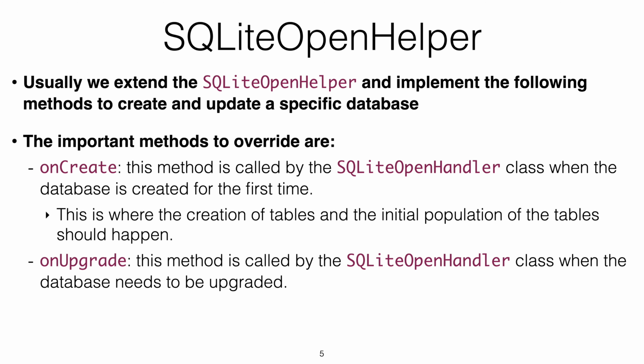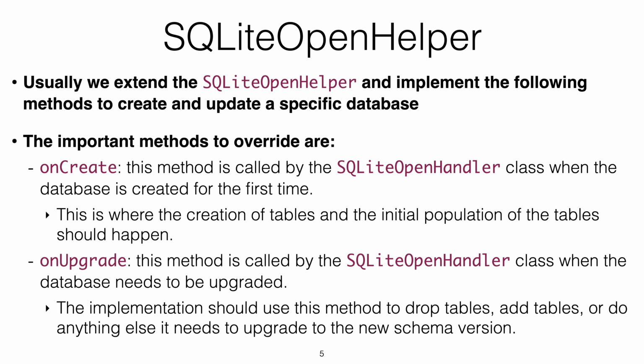The onUpgrade is a method that is called by the handler when the database needs to be upgraded. There is a version that you are storing of your current database, and that version is stored in two places: in your code and in the database file that gets created. So if in your code you bump up the version number, this is an indication that the database needs to be upgraded, and that will call the onUpgrade. Usually it is used to drop tables, add tables, or do anything else that is needed to upgrade to the new schema version. That happens in this class.